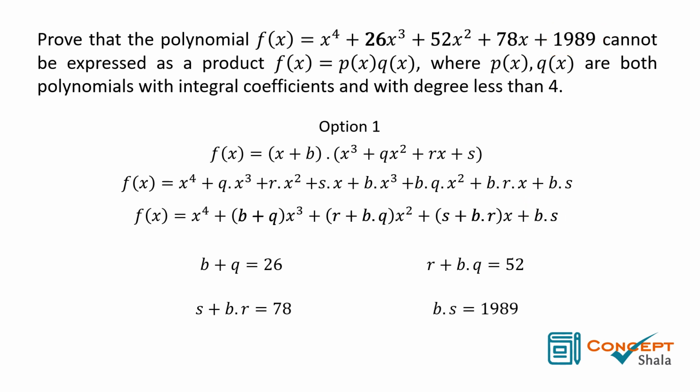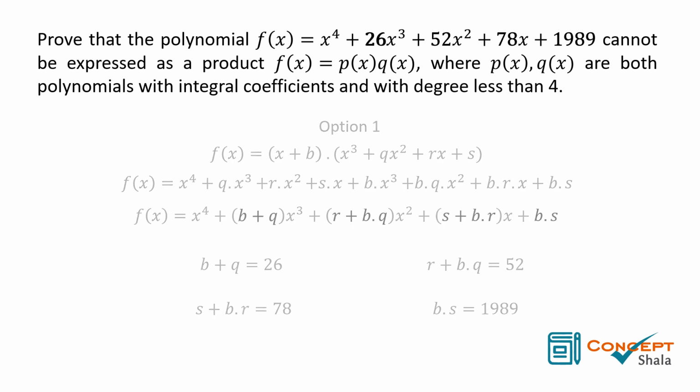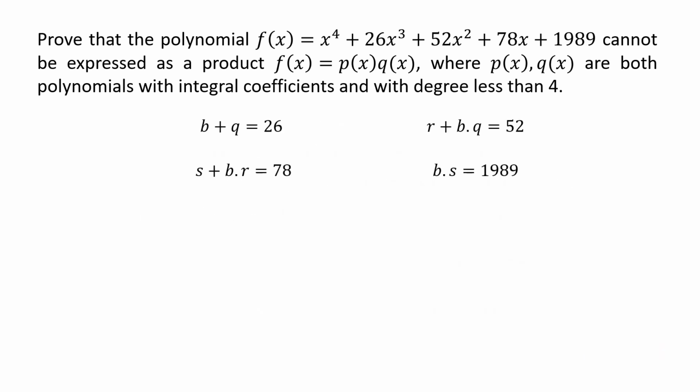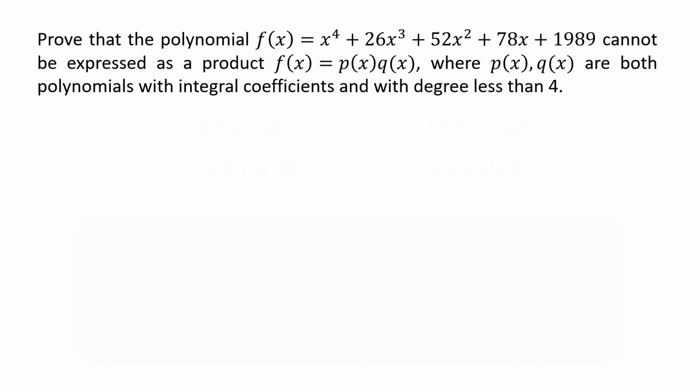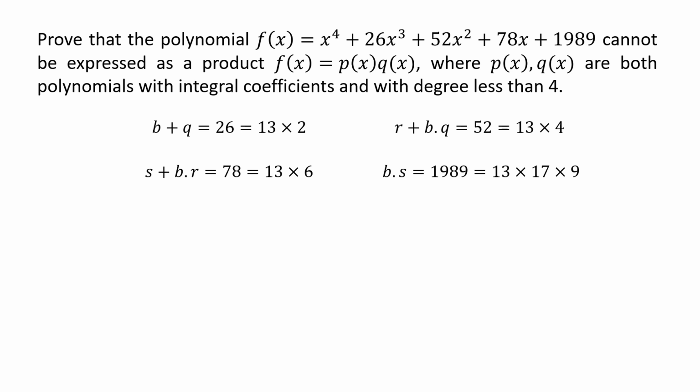Rather than finding the values of the variables here, we will try to analyze and see if the equations are actually solvable or not. There is something interesting about the numbers 26, 52, 78 and 1989 here. Can you think about what is common between these numbers? That's right, all these numbers are multiples of 13. The factorization of these numbers is: 26 is 13 times 2, 52 is 13 times 4, 78 is 13 times 6, and 1989 is 13 times 17 times 9. Let's rewrite our relationships using the factorizations, and now we will analyze these four relationships through two separate cases.